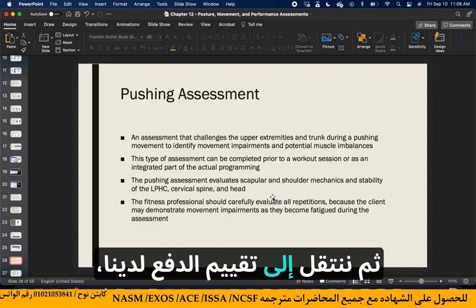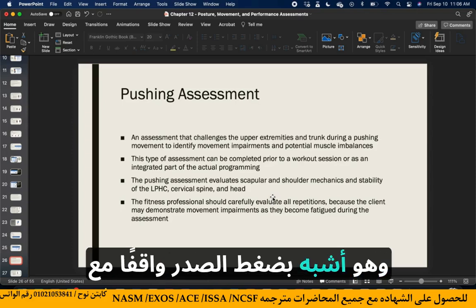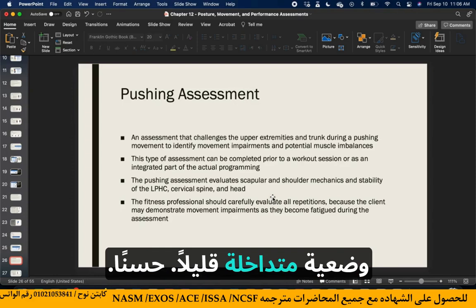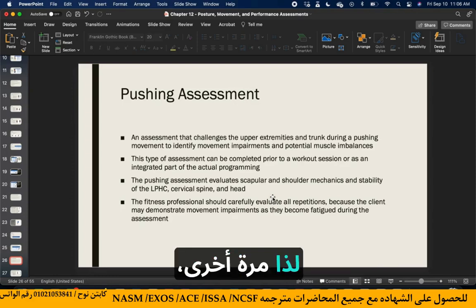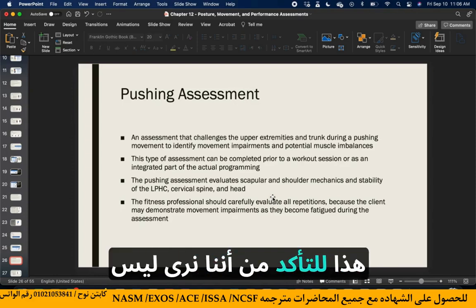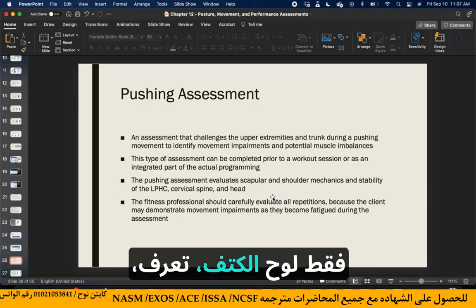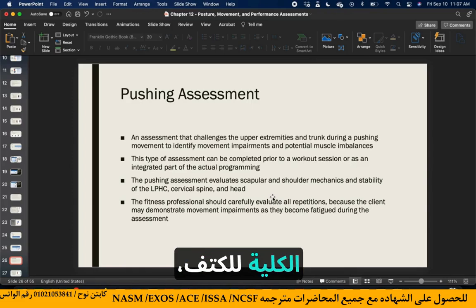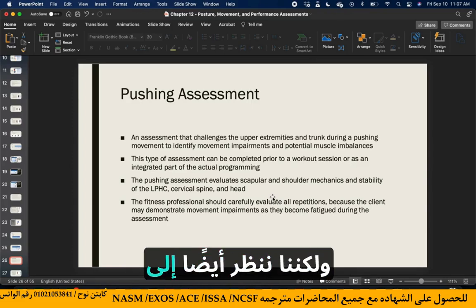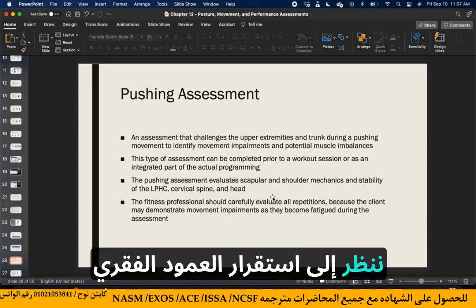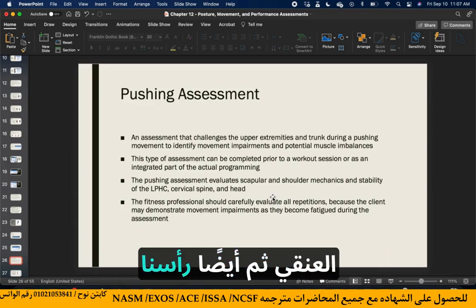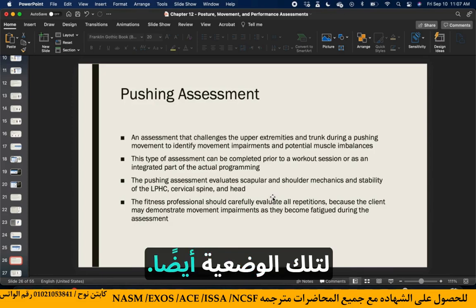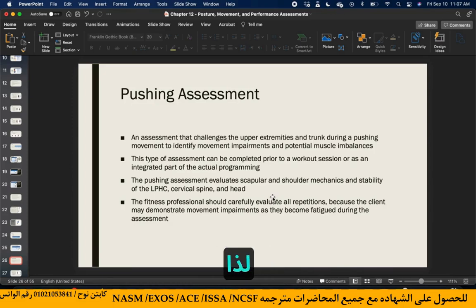So then we move to our pushing assessment, which is more like a standing chest press with a little bit of a staggered stance, okay? So again, this one is making sure that we see not only scapular, shoulder blade and total shoulder mechanics, but we're also looking at the stability of our hips. We're looking at the stability of our cervical spine, and then also our head for that positioning as well. All right.